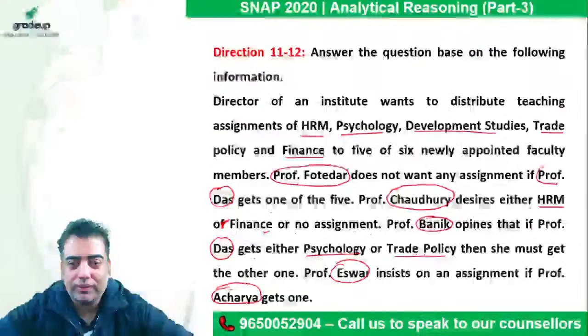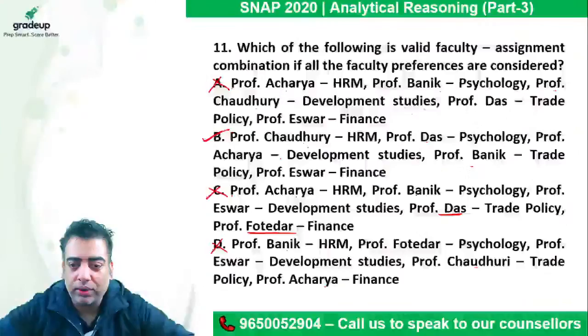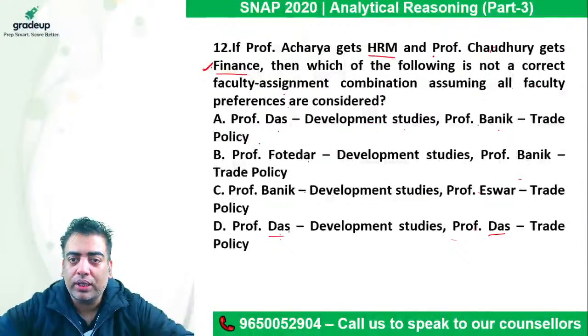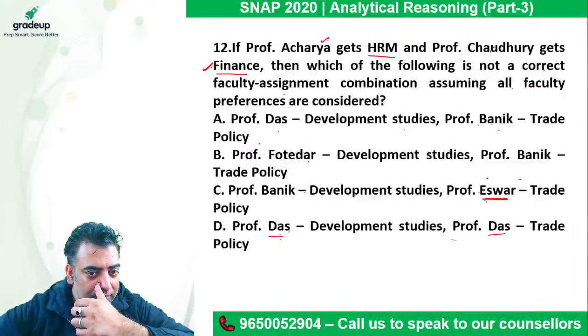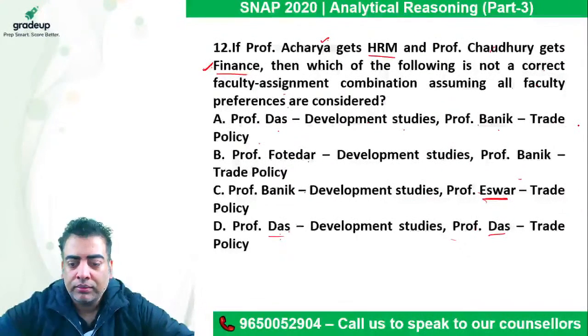Okay, so let's go back. Professor Ashwar insists on an assignment if Professor Acharya gets one. So as Acharya is getting one, let's focus on Ashwar, what he got. Acharya got one, so Ashwar must get one. So then the one which comes into picture is option C, not even B. Right? Is it done, guys? So we are getting a lot of wrong options then. So leave this question. There is something wrong in this question.